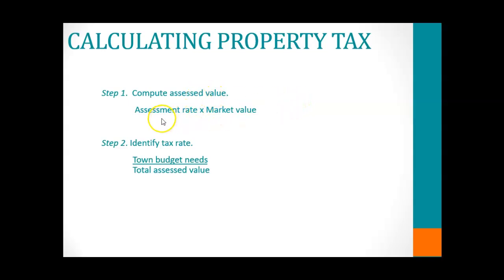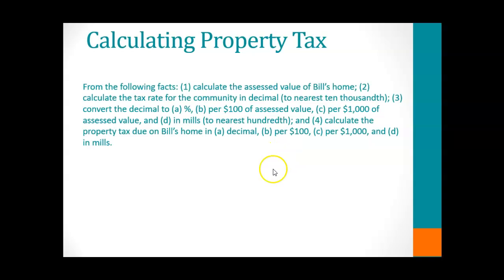Okay, so part one is to compute the assessed value. That's done by taking the assessment rate, which again is assigned by the county or the city, times the market value of your property. Then the tax rate is going to be determined by that city or county based upon their budget needs and the assessed value of all the property in that city or county. To get the taxes due, we're going to multiply the tax rate, which is step 2, times the assessed value from step 1 to get the actual amount of property taxes that that person is going to have to actually pay.